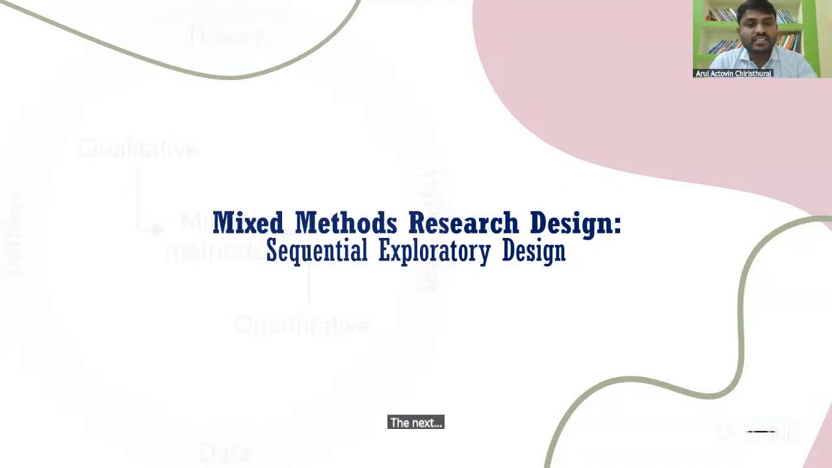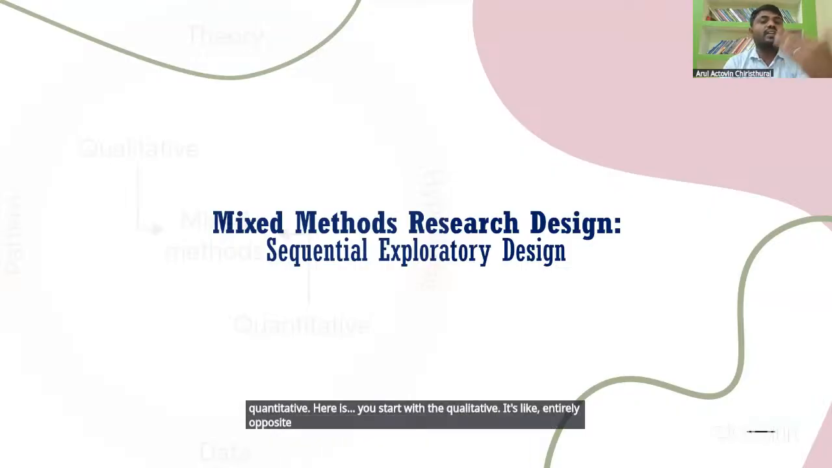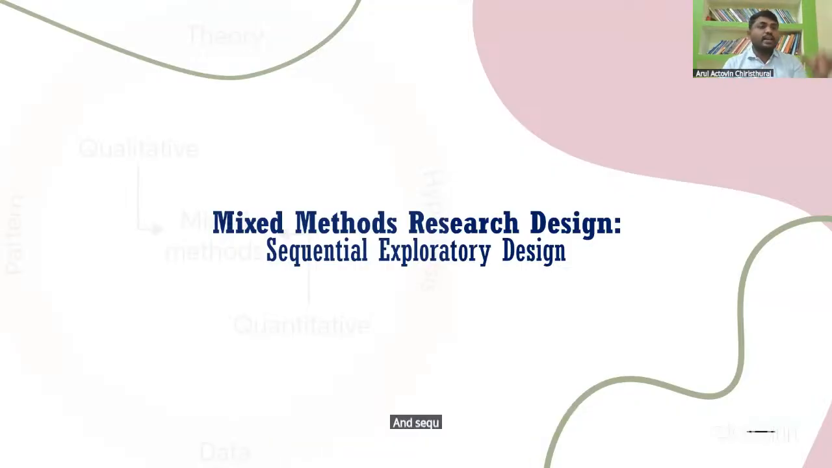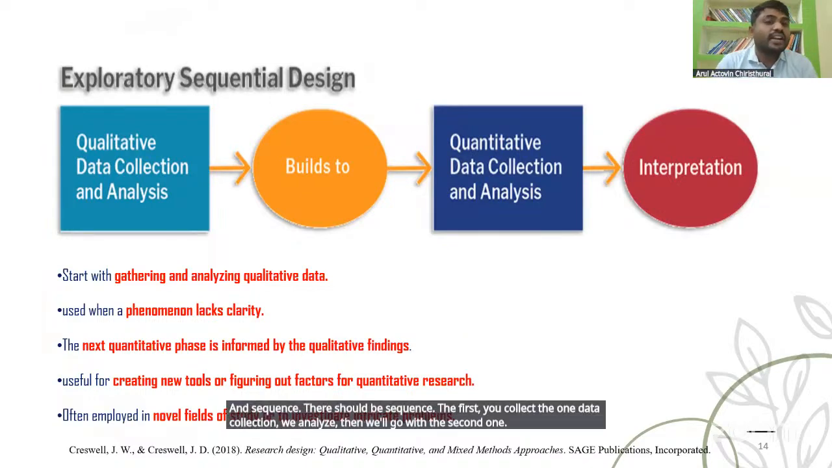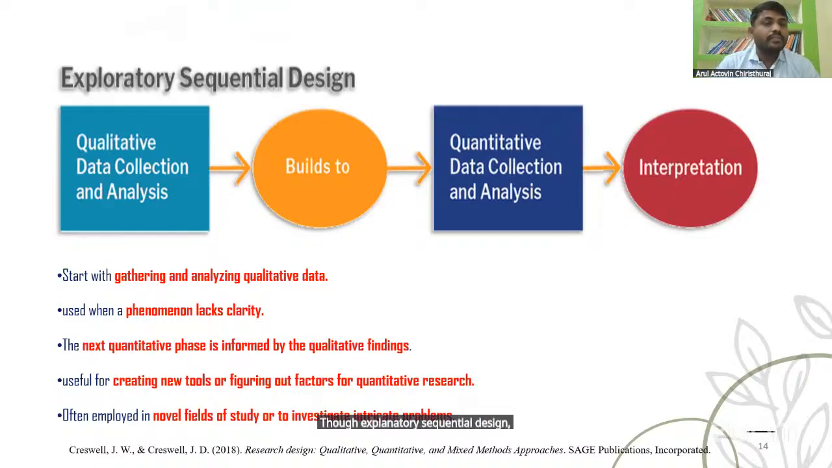mixed method research design is the sequential exploratory design. In the previous one, sequential explanatory, we gave importance to quantitative. Here we start with the qualitative, entirely opposite. There should be a sequence: first we collect one set of data and analyze it, then we go with the second one. So in exploratory sequential design, we first start with qualitative data collection.